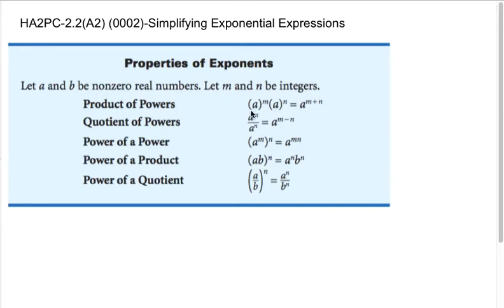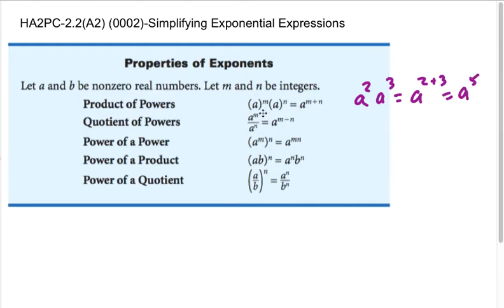So the first one is that if we have an exponential expression with base A or B, where A and B are non-zero real numbers, and you have two of the same base to different powers, then when you want to combine them, you sum the powers. So for instance, if I had A squared times A cubed, it would become A to the 2 plus 3, which would be A to the 5th.